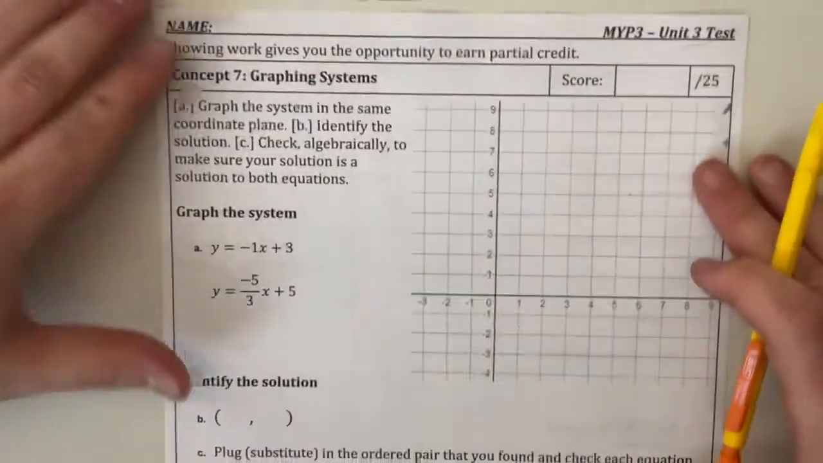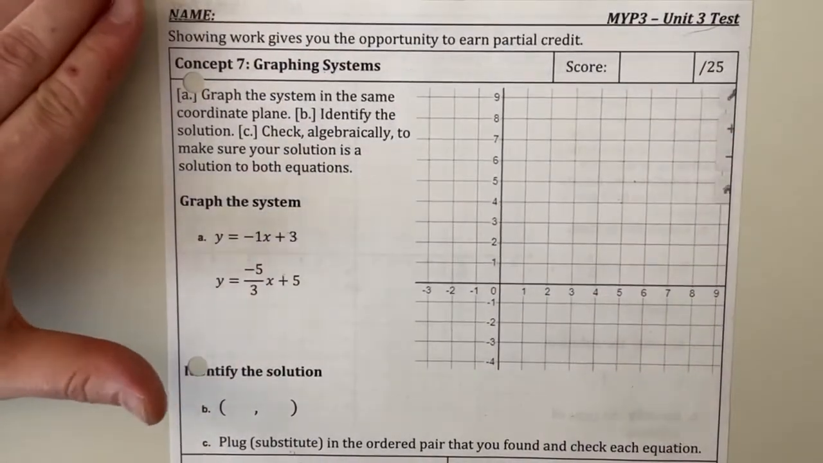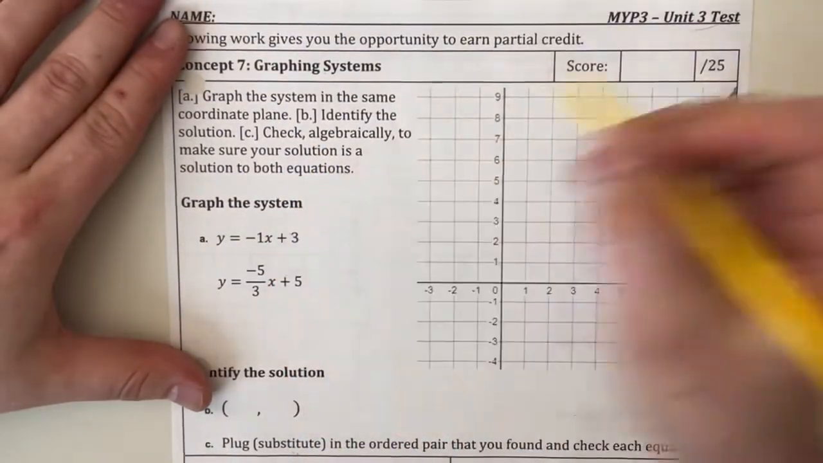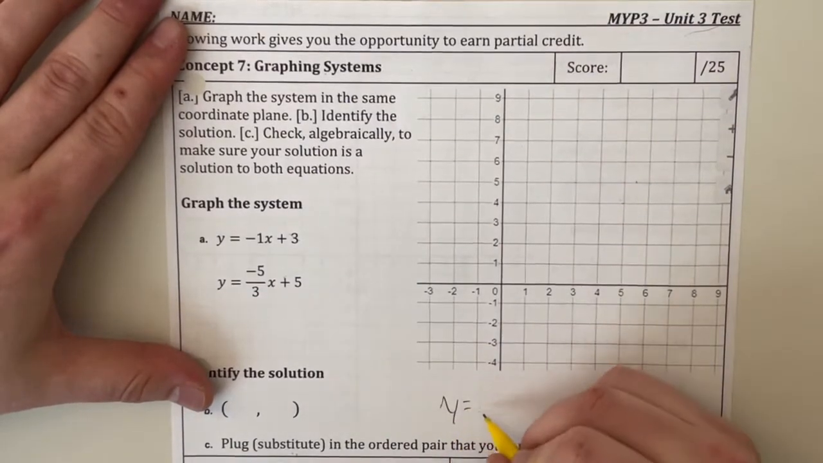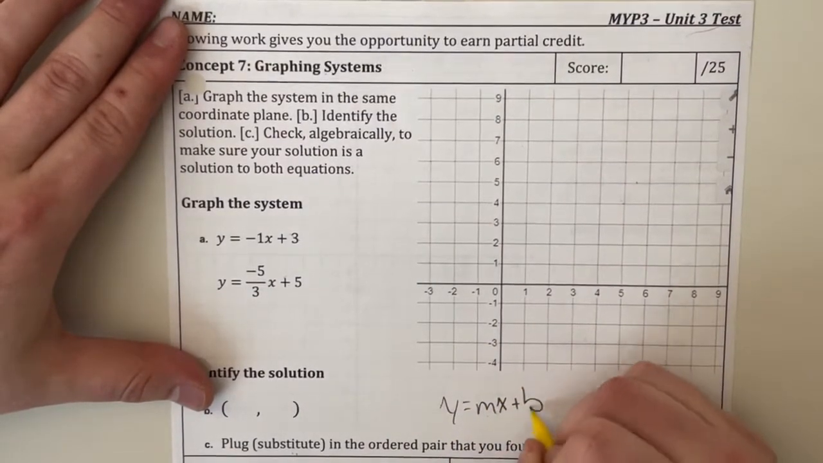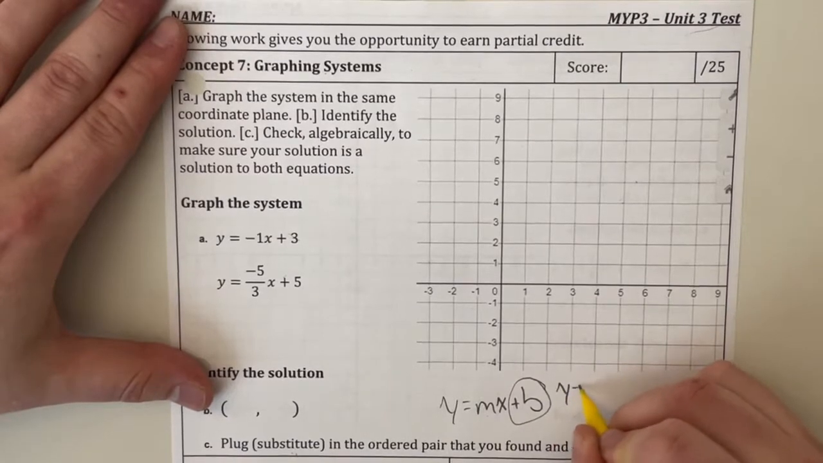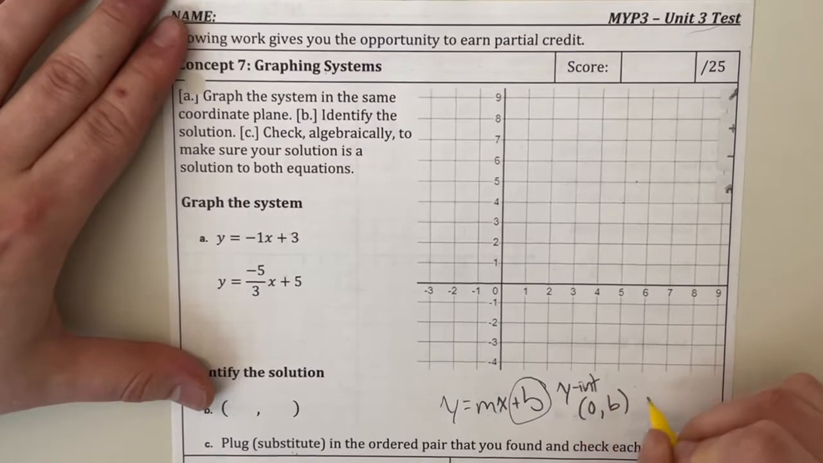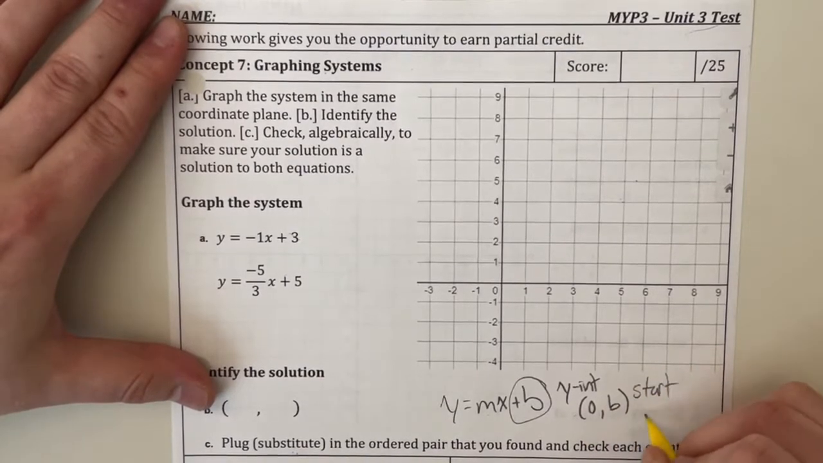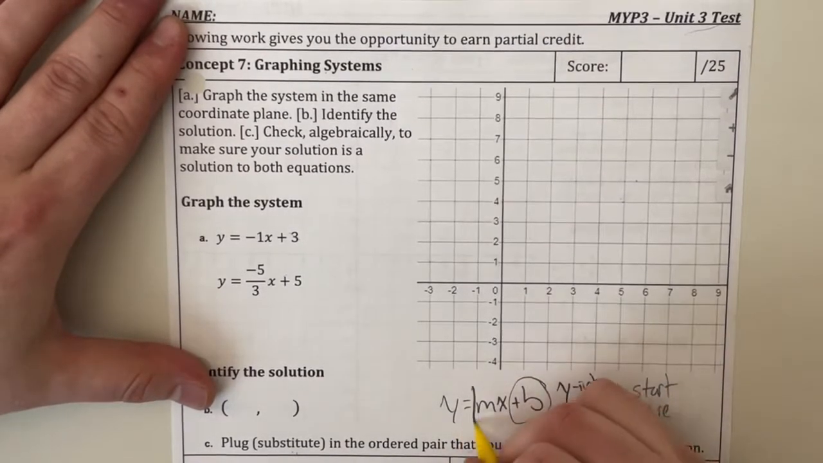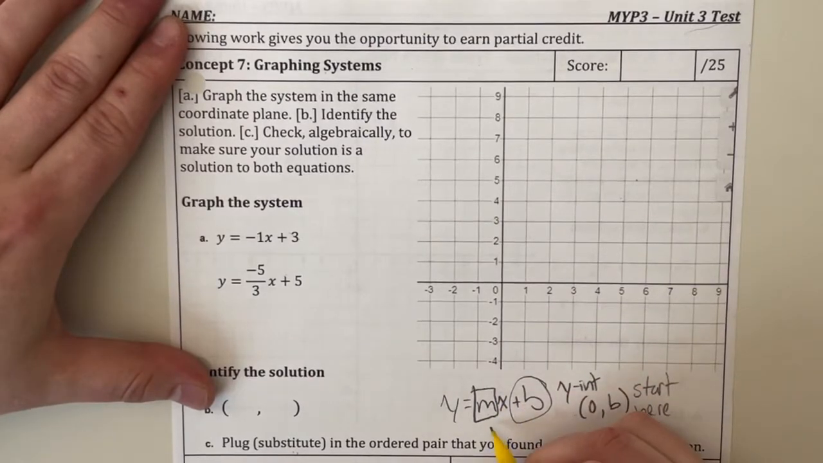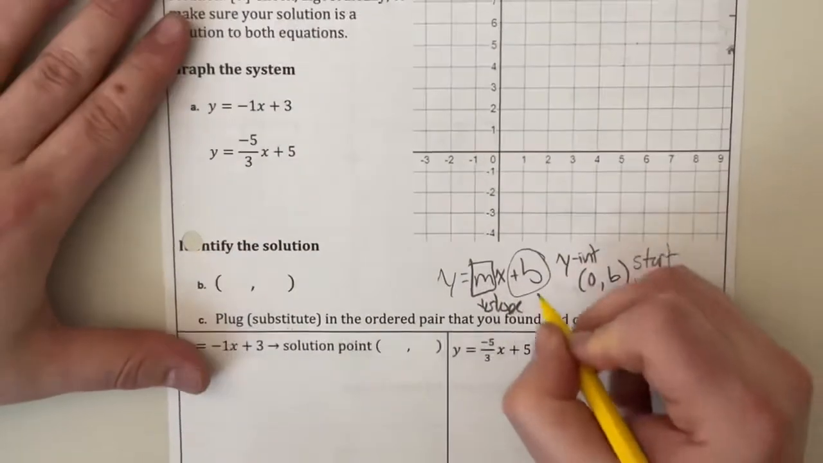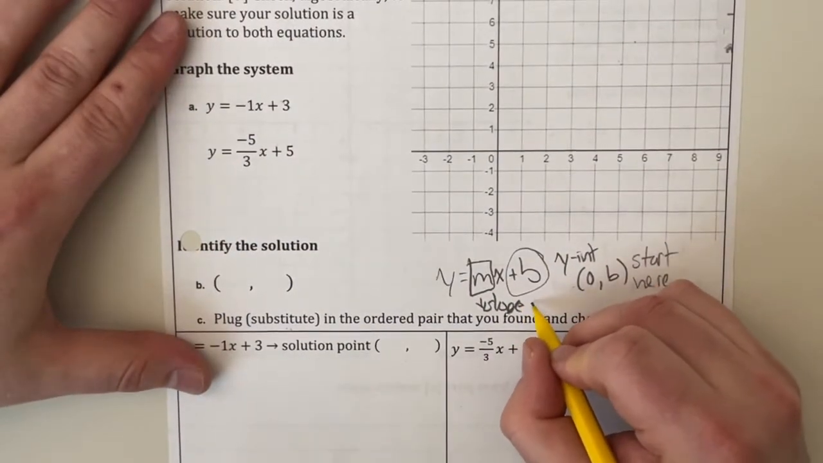All right, so one thing at a time. Let's first graph these equations, always in the form y equals mx plus b. The y-intercept is where we start, so that's the point (0, b). Start here first, and then use the slope to determine how many steps you're going. This is the slope: change in y over change in x.